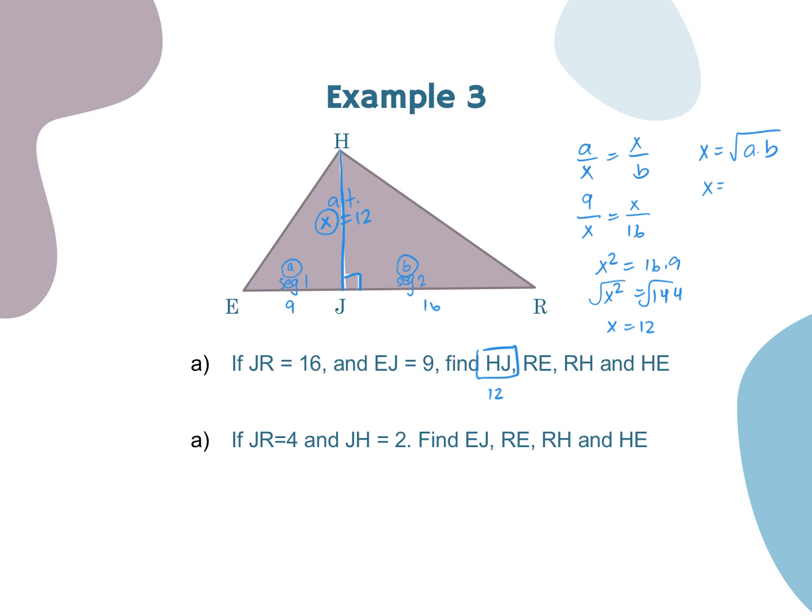And so I know that I could have just started with x equals the square root of 9 times 16, x equals the square root of 144, so x equals 12. And that would have been a little bit quicker. So yes, I can apply my strategies here and I can solve for this.